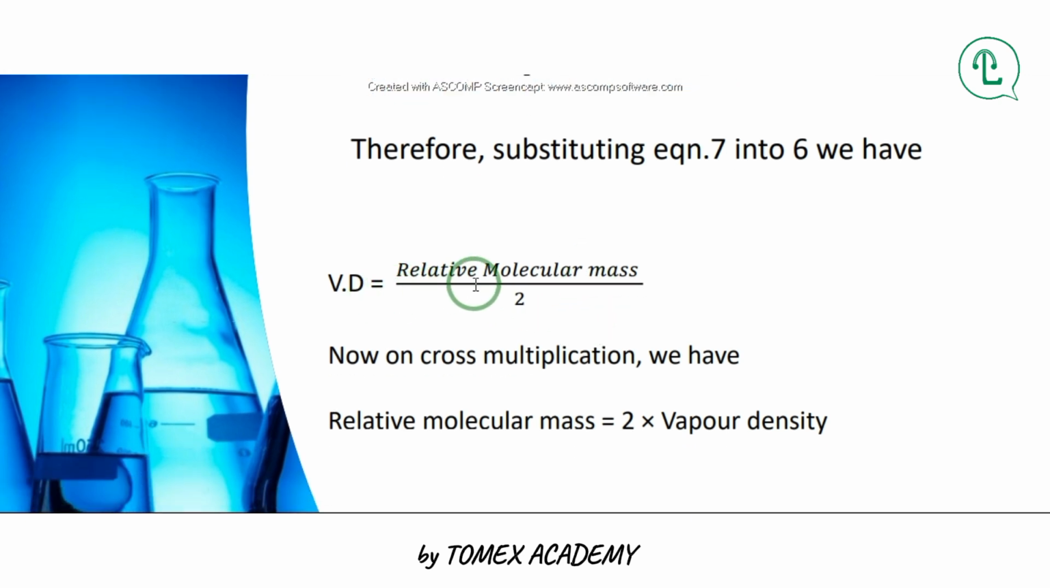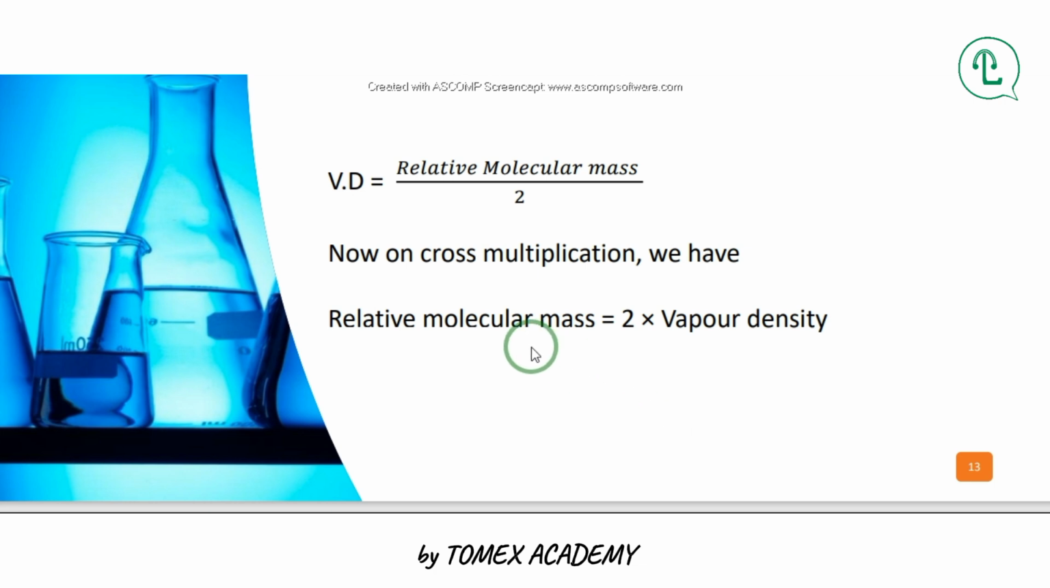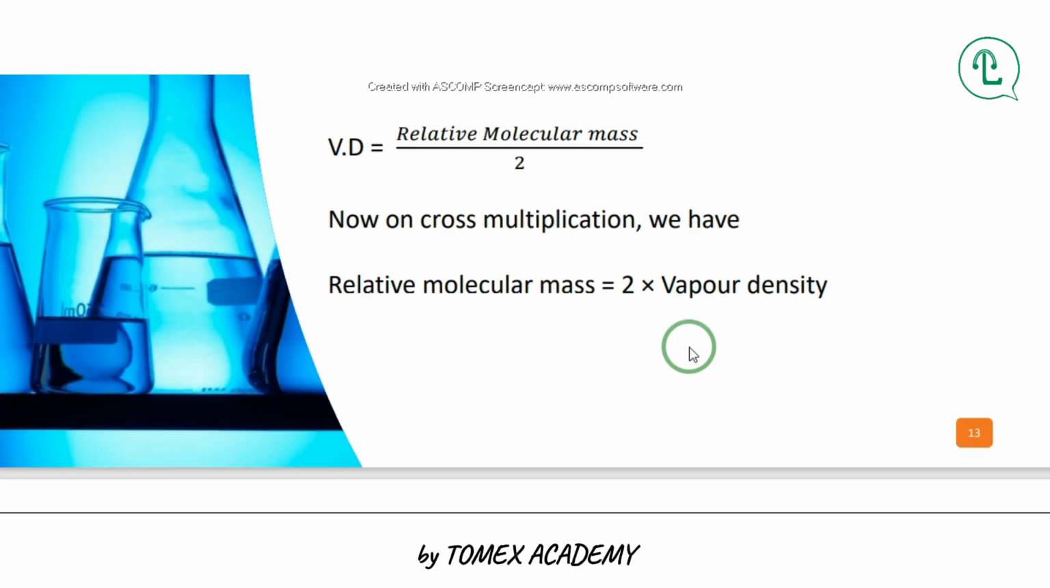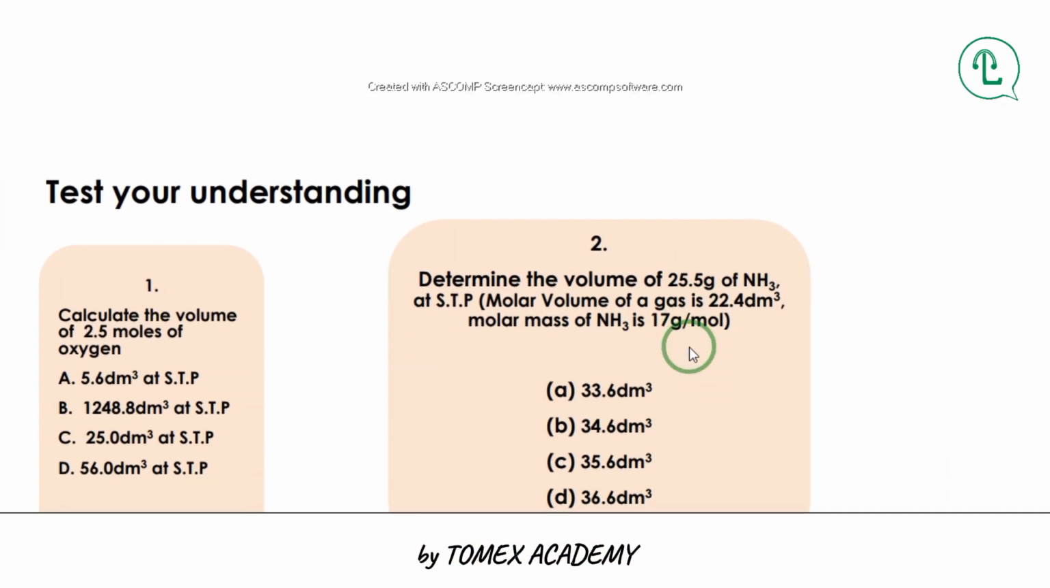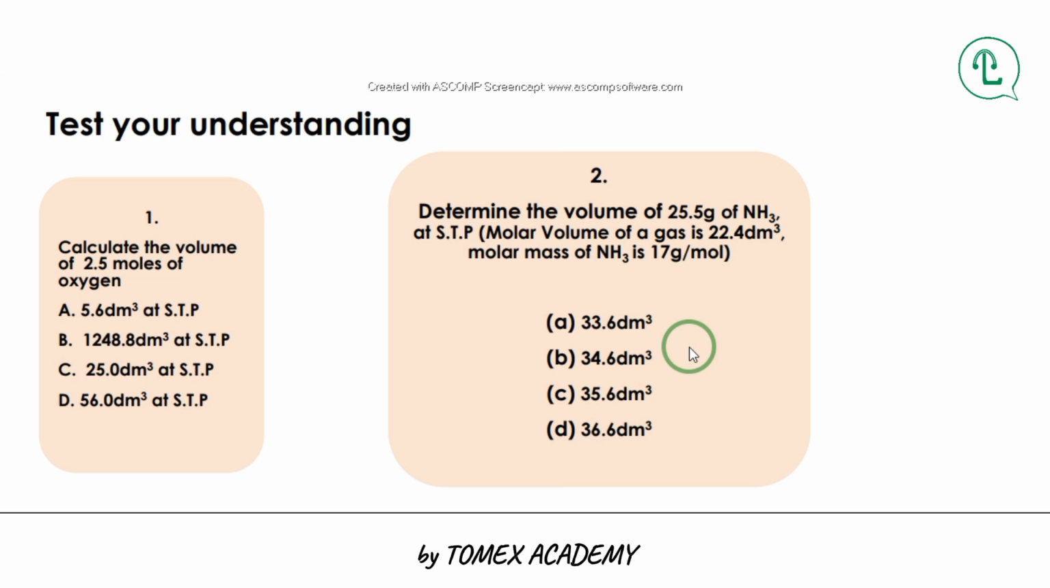Vapor density equals relative molecular mass over 2. So on cross multiplication, we have relative molecular mass equals 2 times vapor density. You should not forget this. Relative molecular mass is twice vapor density. So test your understanding. From what we have done so far, you should be able to solve this.